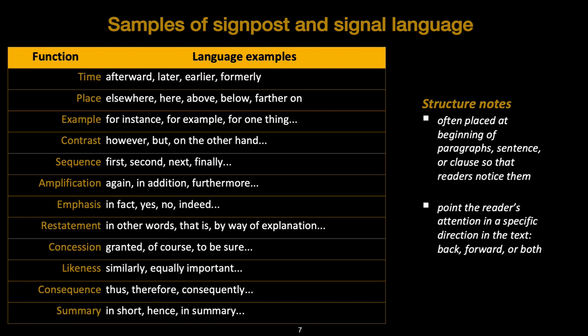The purpose is to point the reader's attention in a specific direction in the text. So we might point backwards to a previous sentence or a previous paragraph, or we might point forwards to a following clause or sentence, or sometimes we do both. So with something like "similarly," we might be indicating a relationship backwards and forwards to make a comparison, or to indicate shared qualities.